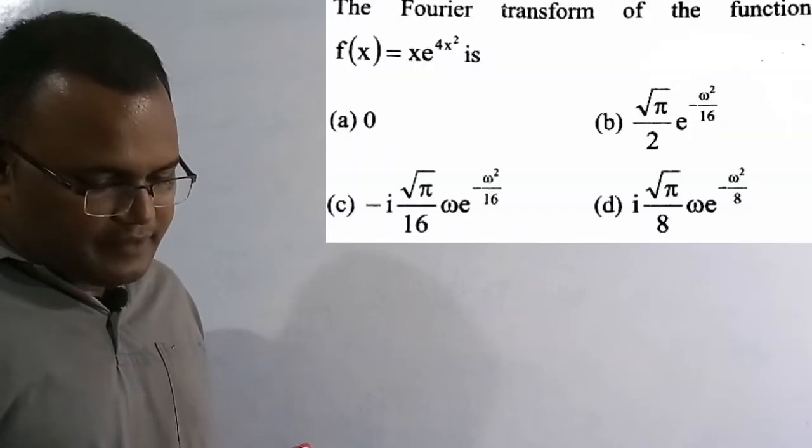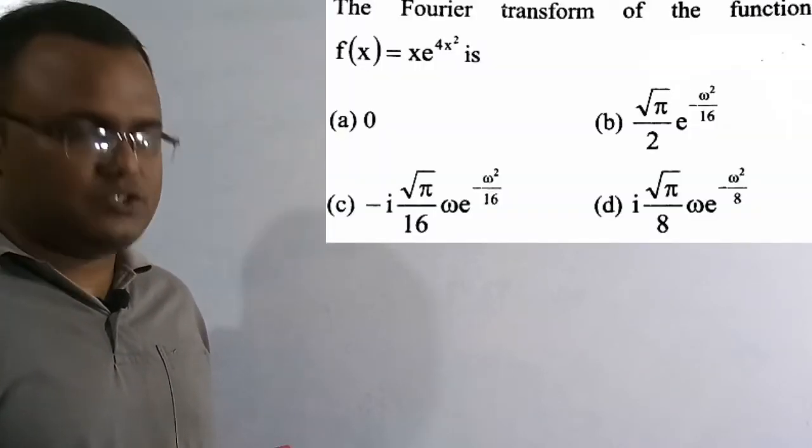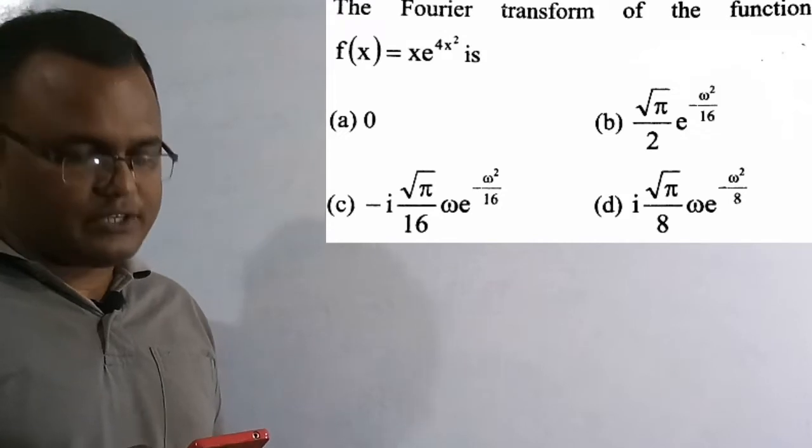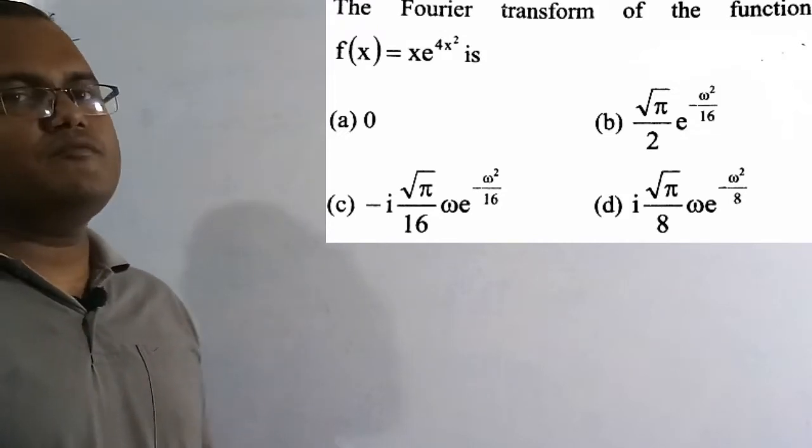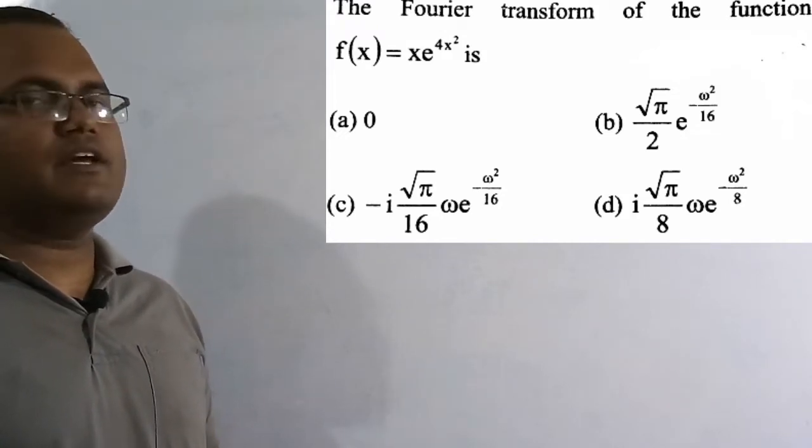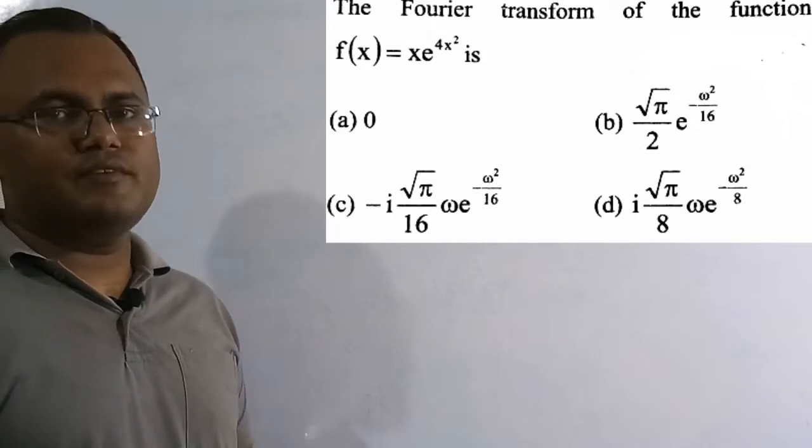So this is the last question of this lecture. See the question here. The Fourier transform of the function f of x is equal to x into e to the power of 4x square. So for this function f of x is equal to x into e to the power of 4x square, we have to find what is the Fourier transform we need to figure out.